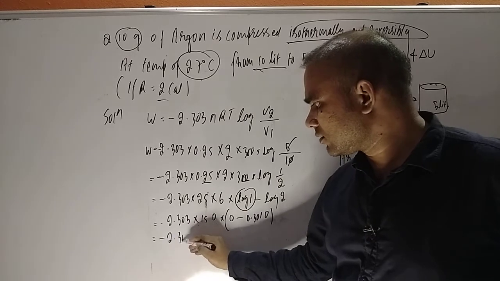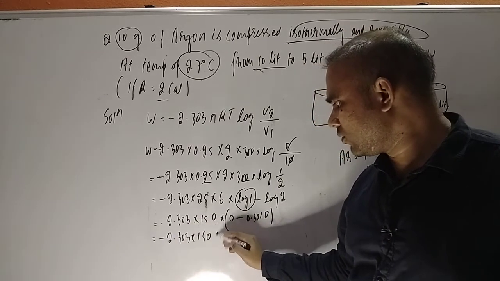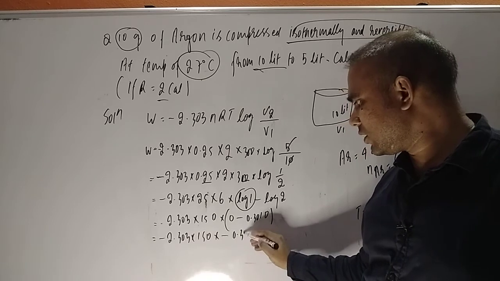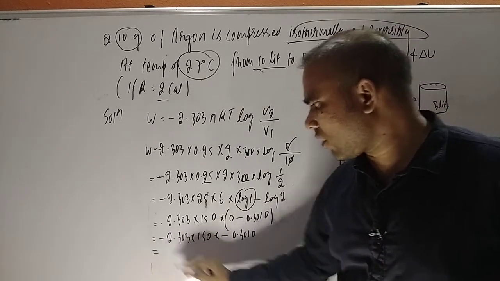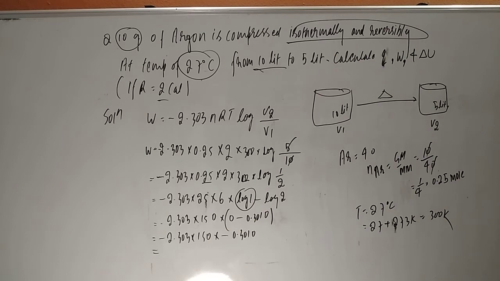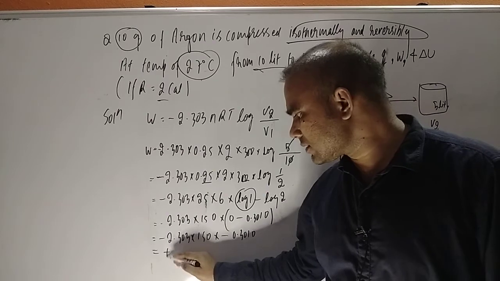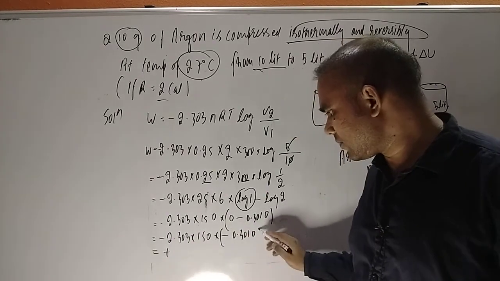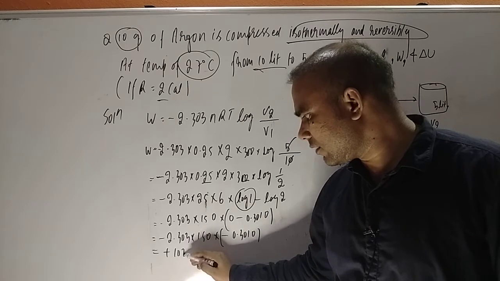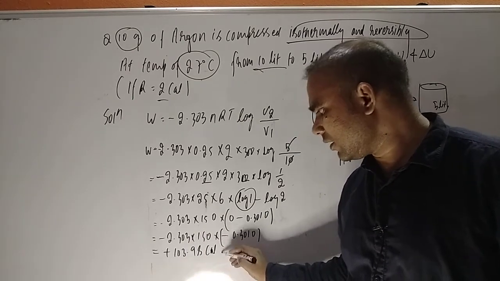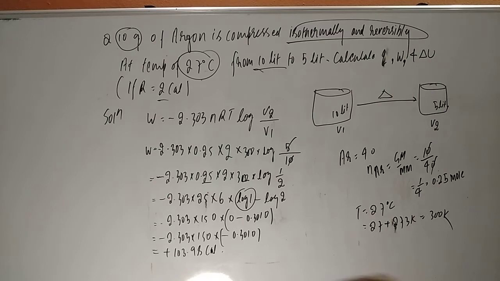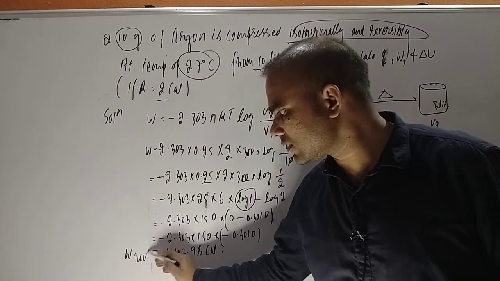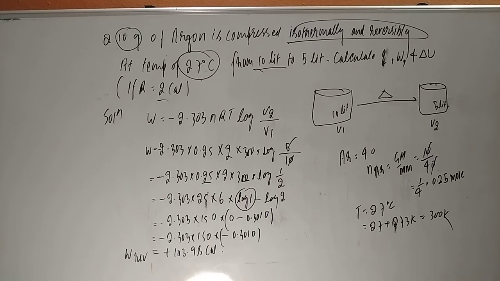Minus 2.303 into 150 into minus 0.3010. If you solve this, you are going to get plus 103.98 calorie. Plus, because minus into minus is plus. This is in terms of calorie. So W reversible you got, student, 103.98 calories. Right?